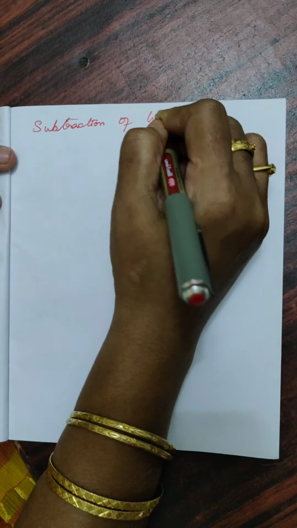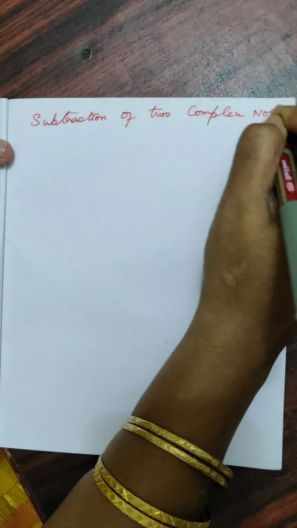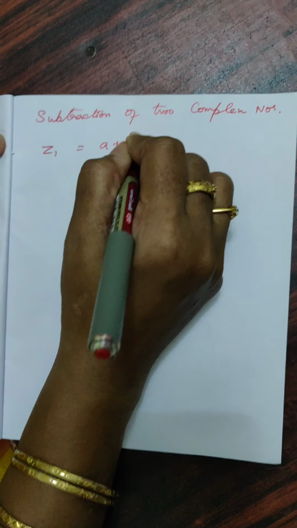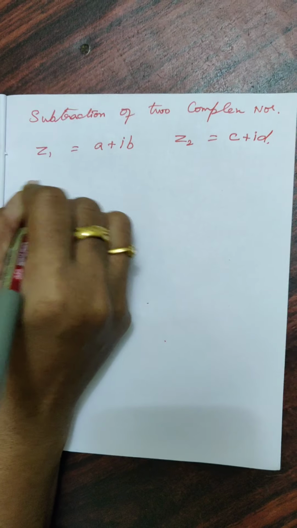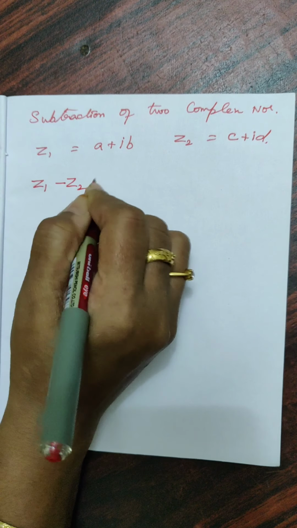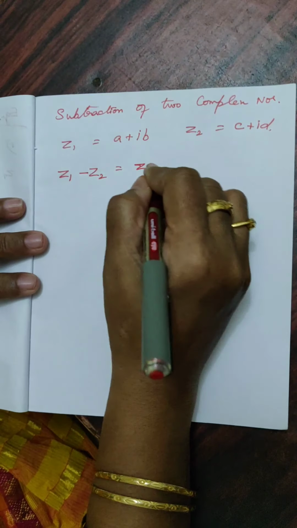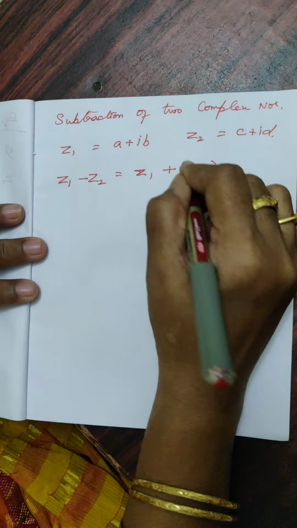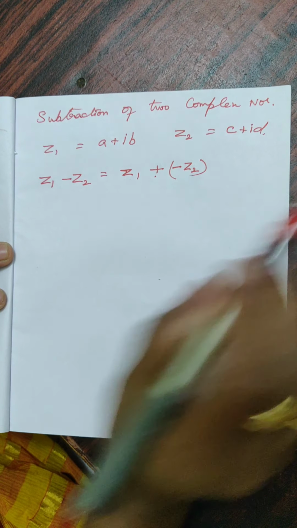Subtraction of two vectors or subtraction of two complex numbers. Complex numbers, second operation. Let us take Z1 is equal to A plus IB. Similarly, Z2 equal to C plus ID. Now I want to subtract Z1 minus Z2. How to subtract this one? I am writing Z1 minus Z2 can be written as Z1 plus minus Z2. Is it correct? Z1 minus Z2 is nothing but Z1 plus minus of Z2.